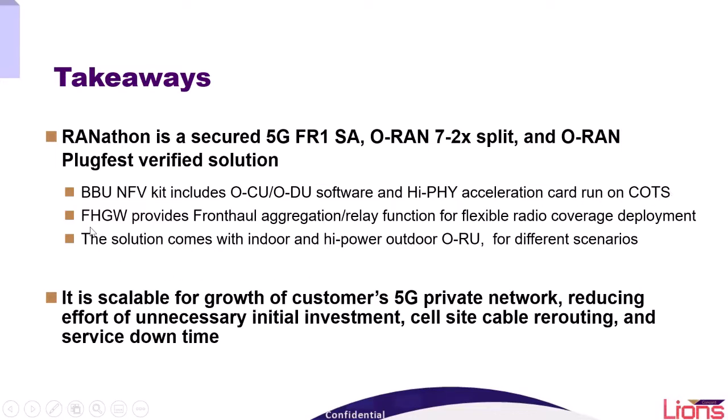Thirdly, Fronthaul Gateway provides ORAN fronthaul aggregation, relay function and links one cell, BBU to multiple, up to 8, ORU. It is ideal for flexible radio coverage deployment. Moreover, LIONS RAnathon comes with N78, N79 frequency and 1 watt, 20 watts output power for indoor-outdoor application, respectively. The final highlight is that scalability of RAnathon gNodeB helps customers to reduce unnecessary investment in various phases, cable rerouting, and service downtime.